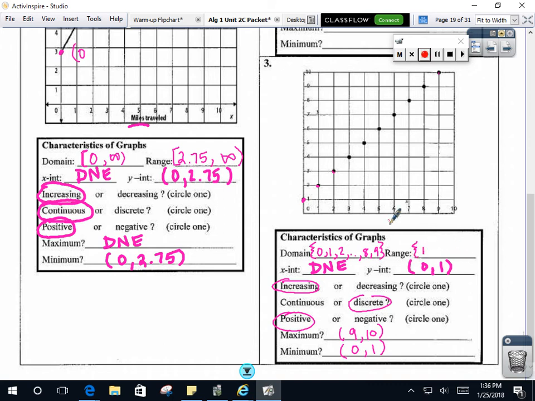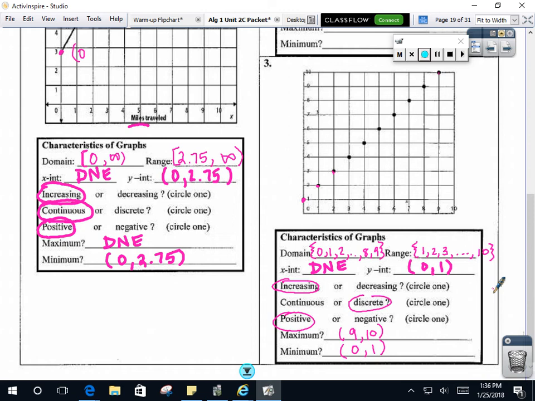1. The very lowest point has a y value of 1. The next lowest point has a y value of 2. The next lowest point has a y value of 3. All the way up to what number? This one goes to 10 on the y-axis.